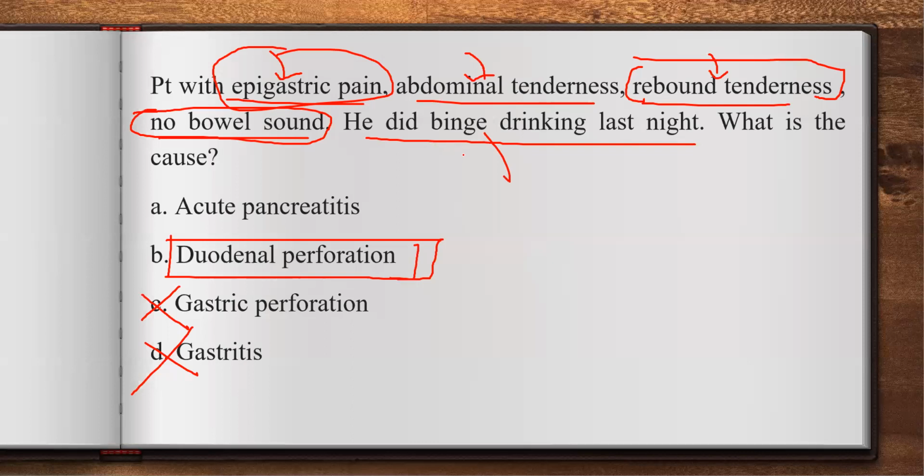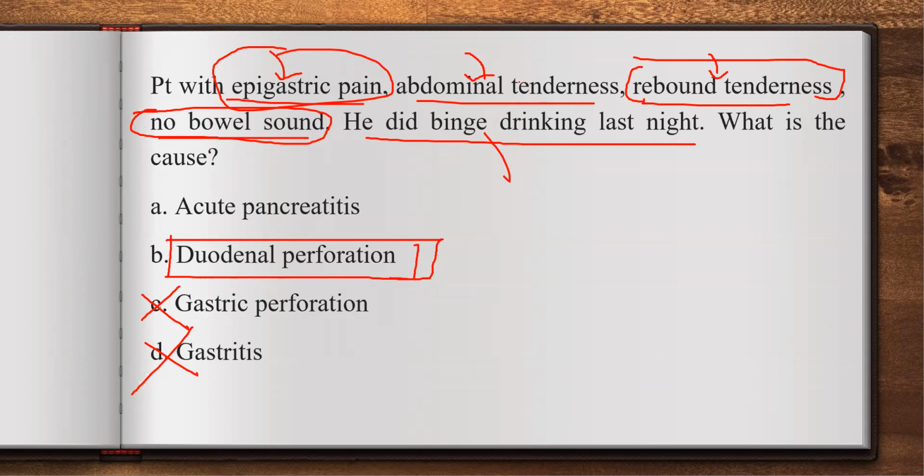Now, absent bowel sounds can happen due to paralytic ileus, but again, that's not a usual feature, and it's also a late sign. It's not an initial sign. That's why we also need to know when this pain started. So some of the important information is missing. That's why it's a little difficult to say whether it is pancreatitis or duodenal perforation.